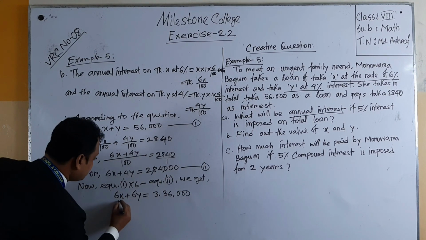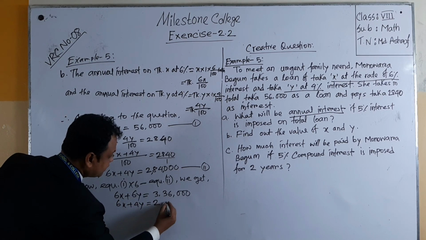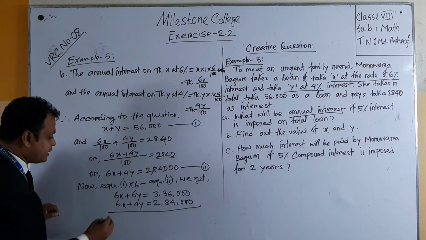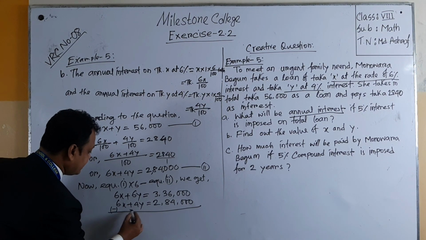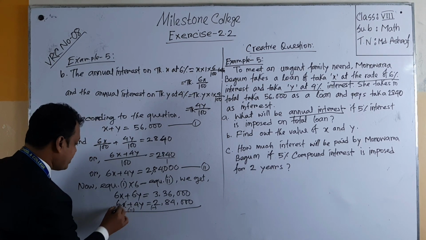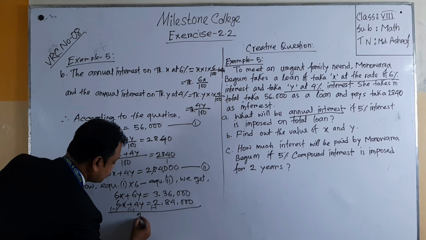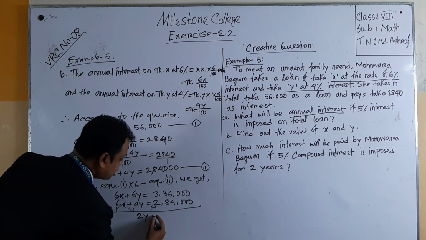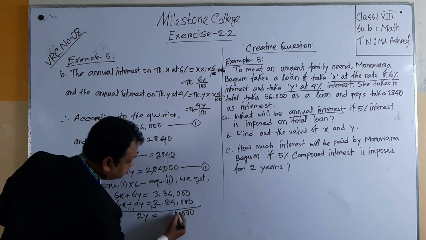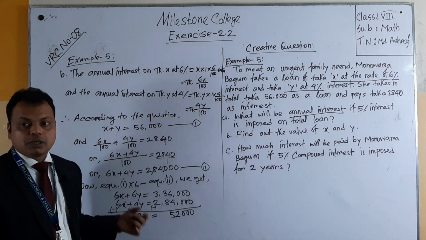Then write equation 2: 6x plus 4y equals 2,84,000. Now calculate this one. Subtract: since the sign here is plus, it will be minus. 6x minus 6x eliminates, and 6y minus 4y gives 2y. Subtracting 2,84,000 from 3,36,000 we get 52,000. So 2y equals 52,000.